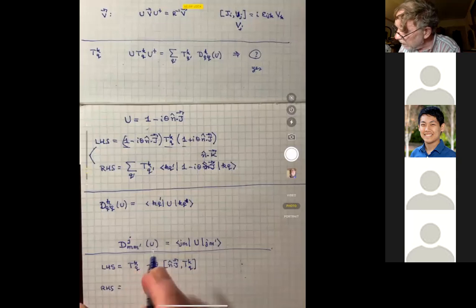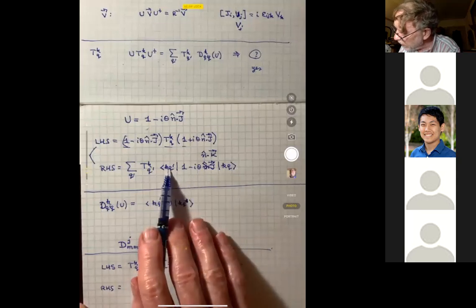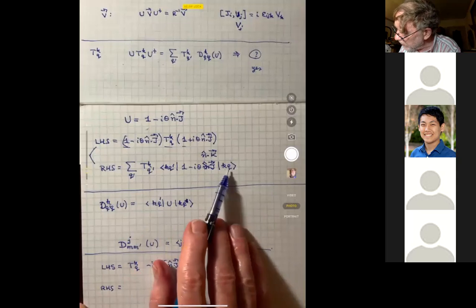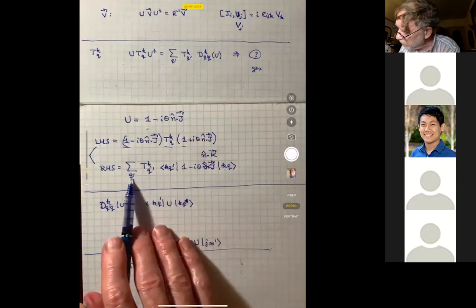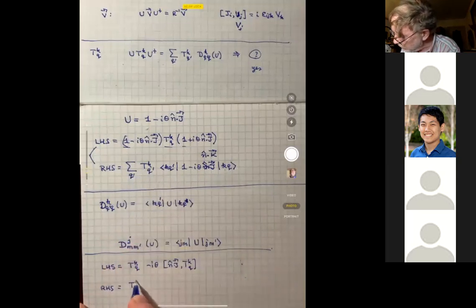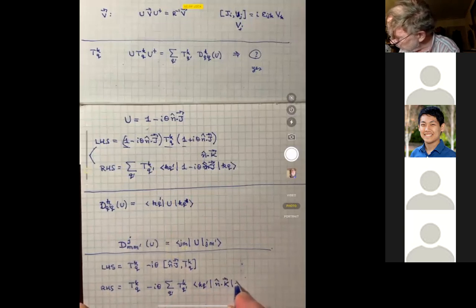On the right-hand side, the 1 here gives me the scalar product of KQ prime times KQ. That's a Kronecker delta. So the sum on Q prime can be done, and we just get a TKQ for that leading term. Then the correction term has a minus i theta that comes out. And then what we've got is the sum on Q prime of TKQ prime times the matrix element KQ prime, on the left, n hat dotted into our vector K on the right, and then KQ. And these two are equal, like this.